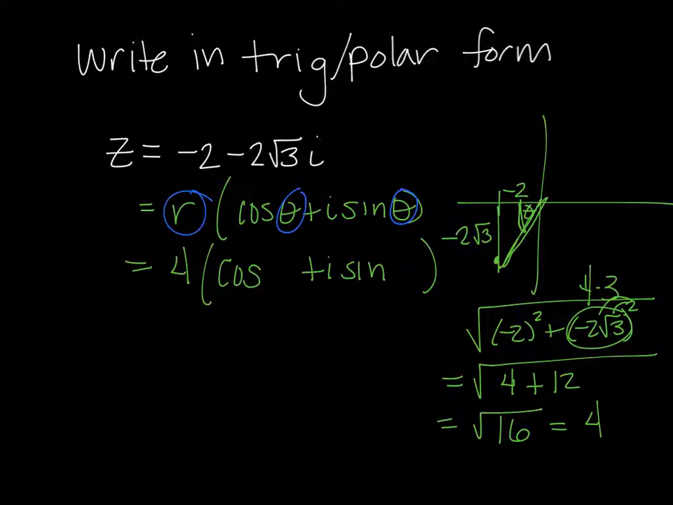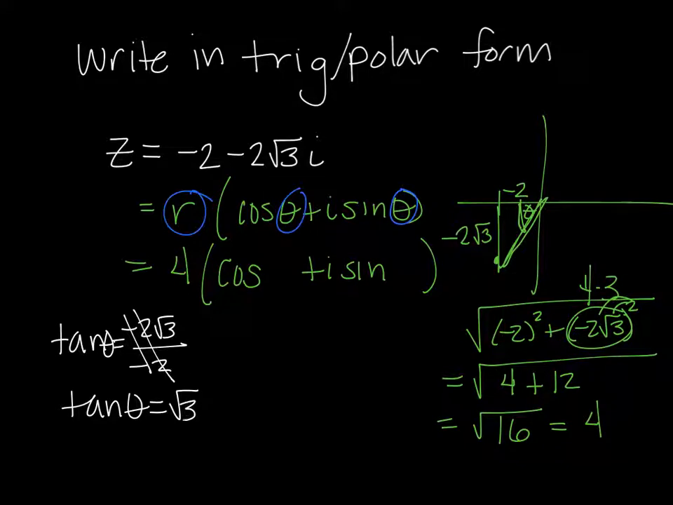Now you notice I'm given the opposite and I'm given the adjacent. Isn't that tangent? So tangent is the opposite, which would be -2 root 3, over the adjacent -2. Okay, so tangent of theta equals that. The negatives cancel, the 2's cancel. So now I have that tangent of theta equals the square root of 3. All right, square root of 3.